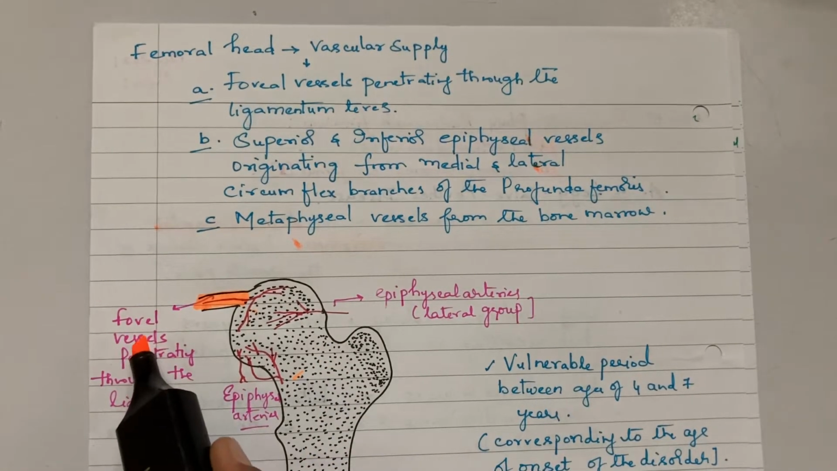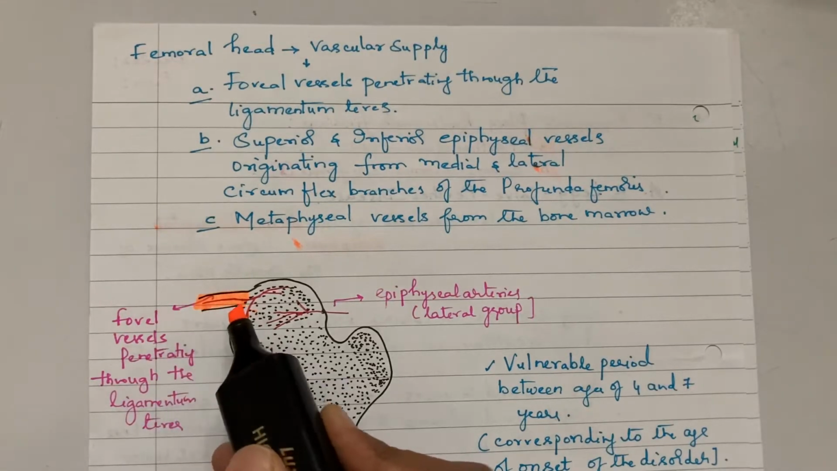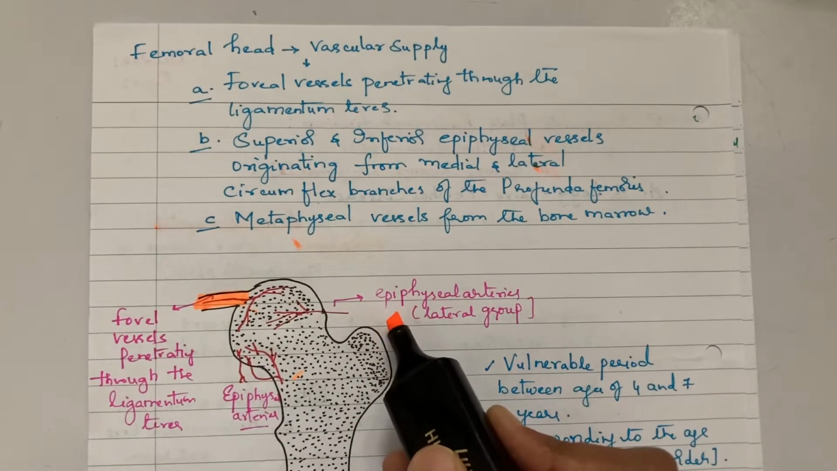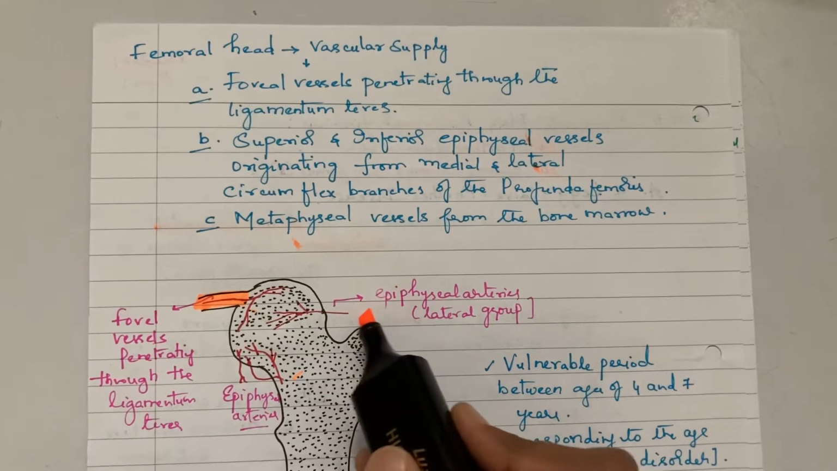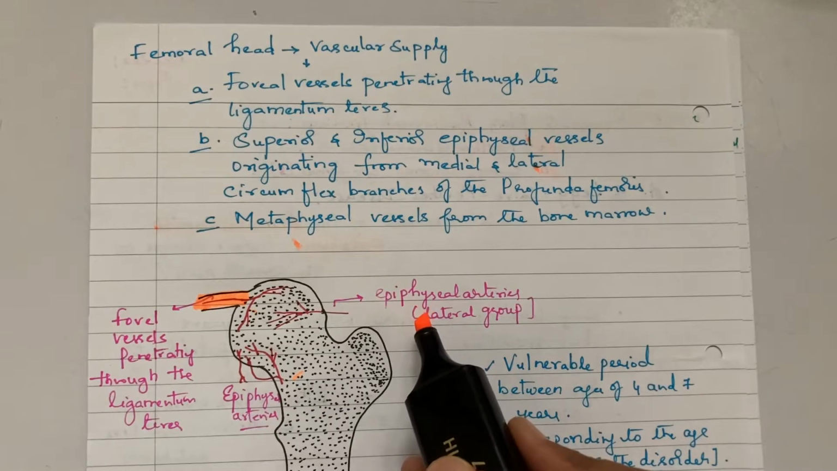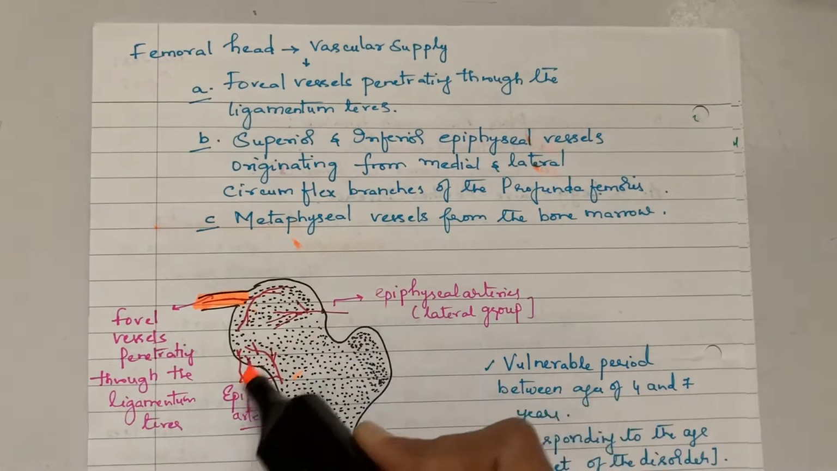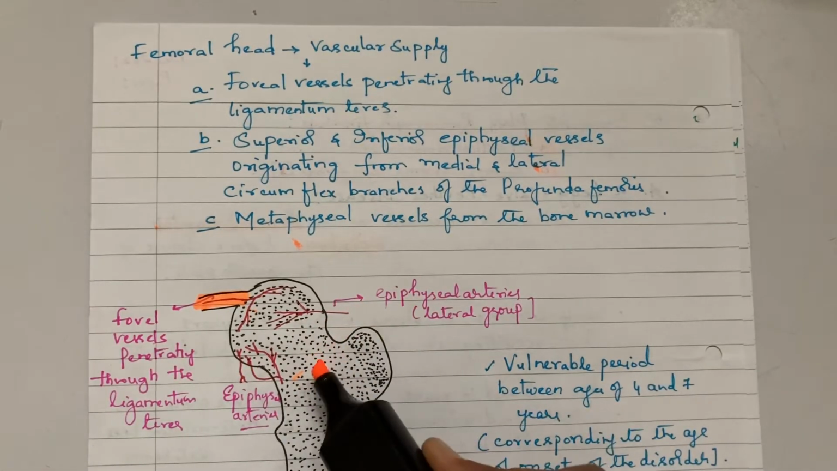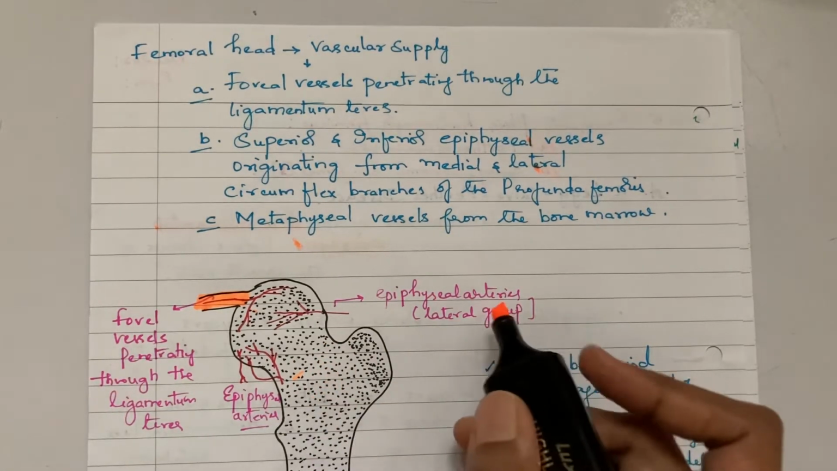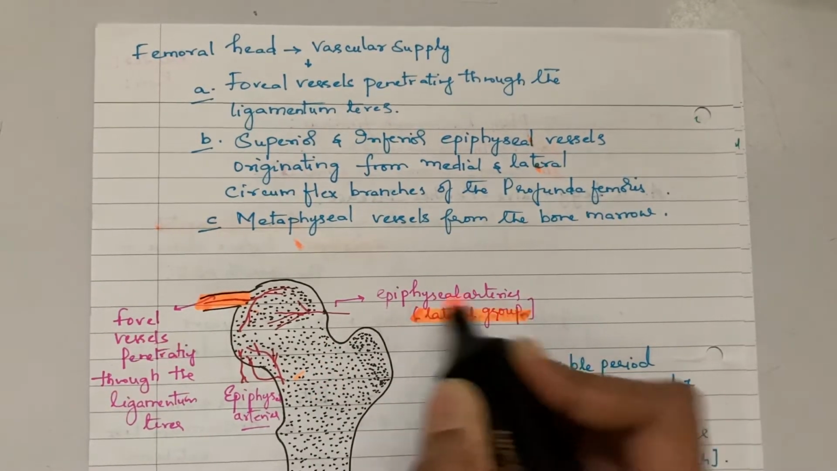One is the foveal vessels. They penetrate through the ligamentum teres. Then we have the medial and lateral circumflex branches of the profunda femoris, from which we have the superior and inferior epiphyseal vessels. Then we have the metaphyseal vessels. They come from the bone marrow. Then the most important is the lateral group.